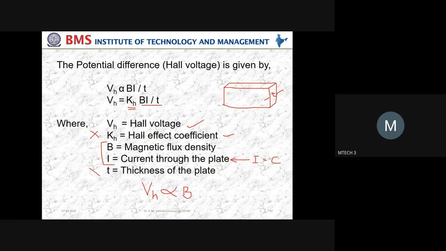The thickness of the plate is also constant, so that I am going to take off. And I will make sure that the current passing through the plate is the same. Hence, the value of VH is directly proportional to the magnetic flux density. Therefore, the change in the value of VH is directly proportional to the magnetic flux density.